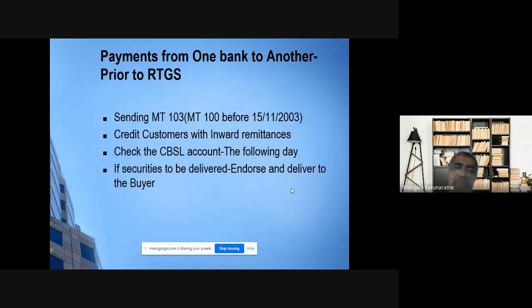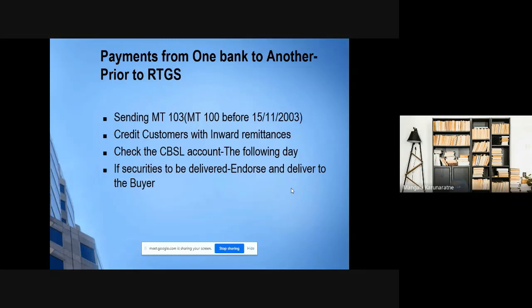Banks had to do these responsibilities. Send MT-103, credit the customers with the remittances, check the CBSL account the following day. The following day only you will be reconciling. If security is to be delivered, endorse and deliver to the buyer physically, right? Endorse. There was a space provided for that purpose. So you sign there, you write the name of the new owner, new holder, and you sign there with the bank seal, right? So endorse and deliver.